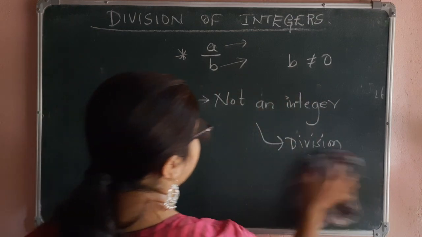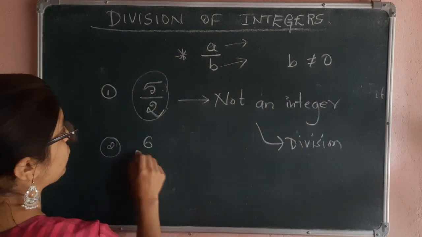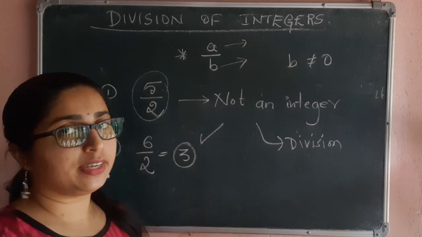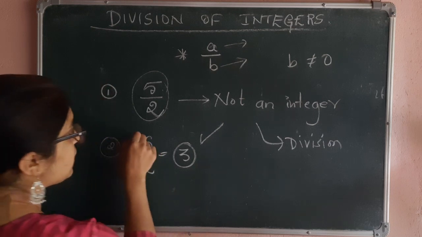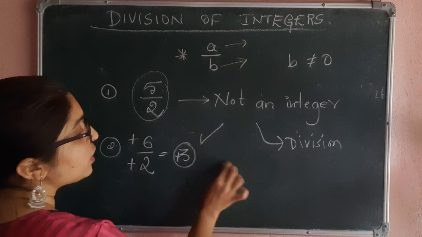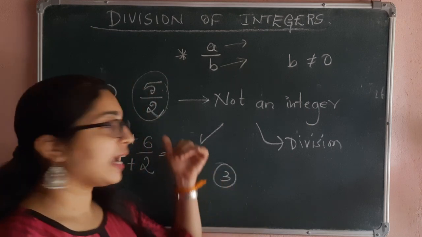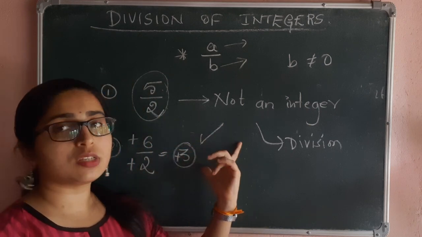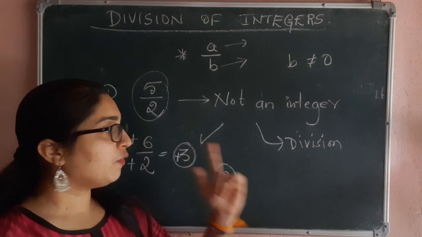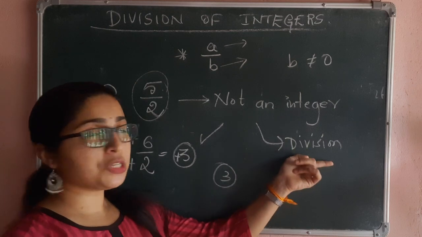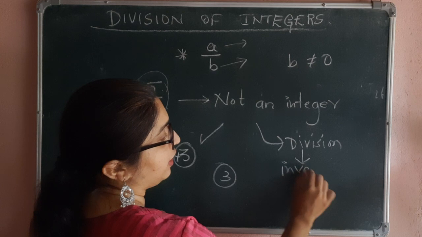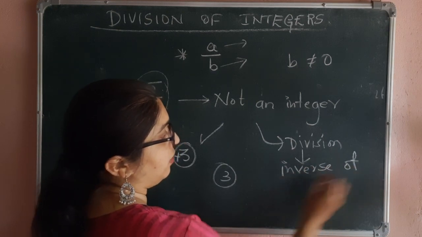Next, if I take 6 divided by 2, that will give you 3. So yes, 3 is an integer. This is positive, and this is also positive. So we can say that the sign conventions follow the multiplication rule. And one thing you must remember is that division is nothing but the inverse of multiplication.